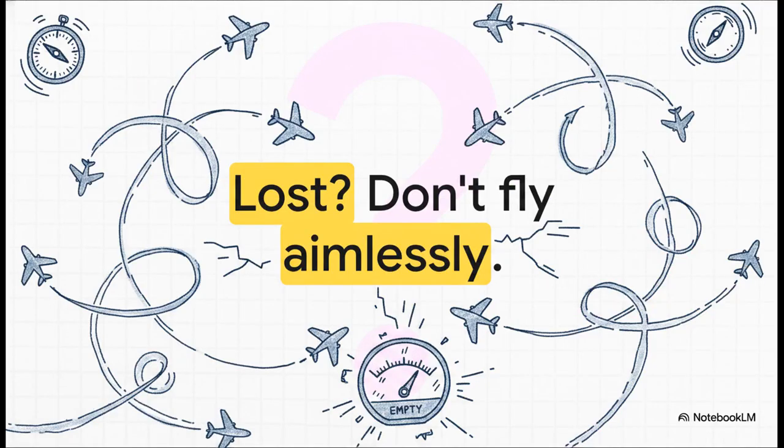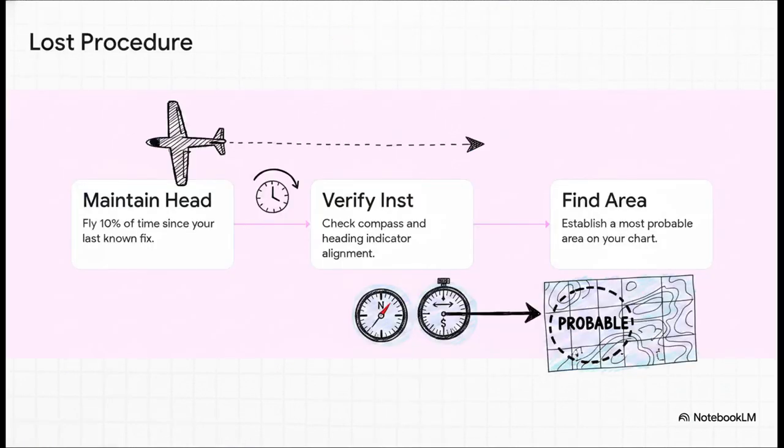But let's say it happens. You genuinely lose your bearings. The absolute worst thing you can do, the number one mistake, is abandon your heading and start flying around aimlessly, hoping you'll spot something familiar. Random maneuvering is just going to disorient you even more, and worse, it burns up your precious fuel. Instead, take a breath and execute this exact sequence.